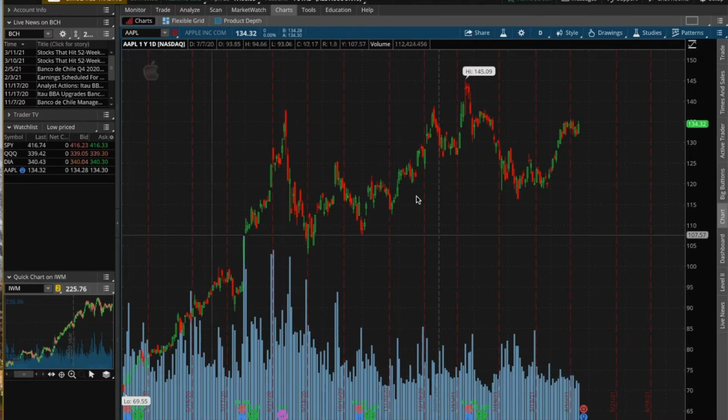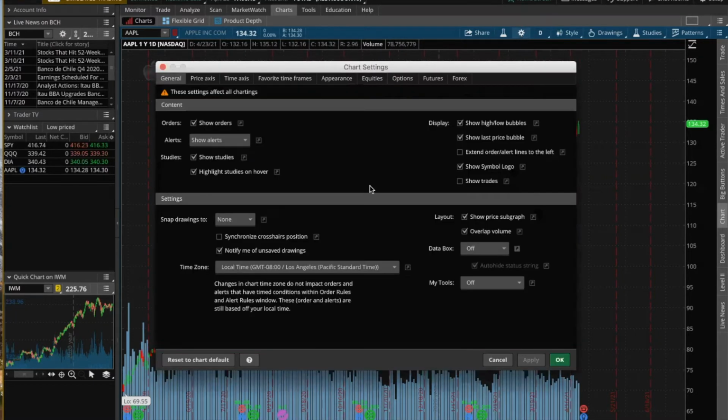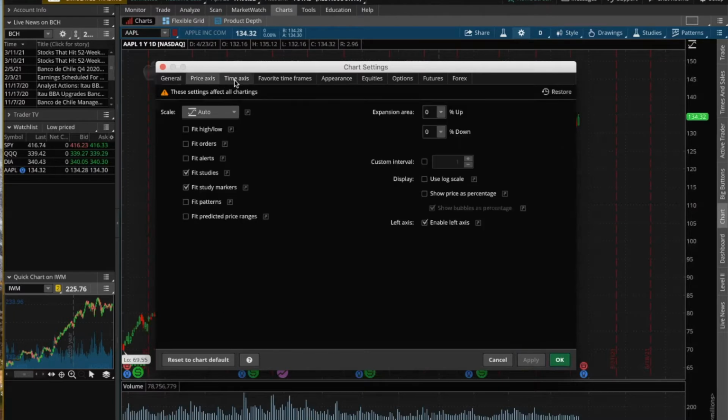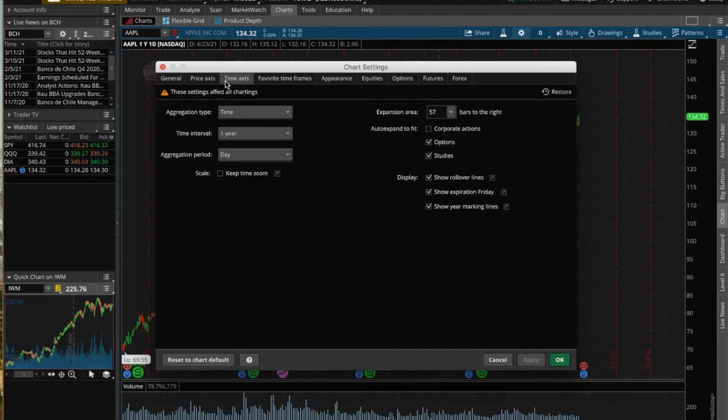And so what I'm going to do is change this up a little bit to make it cleaner. If you go to this little wheel with the gear and click it, this should pop up. Under settings, you should see overlap volume. If you unclick that and click apply, it should take it down. So it'll make the chart a little bit cleaner, and then you could also play around and see what works for you.